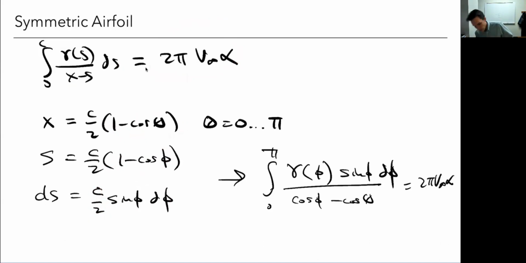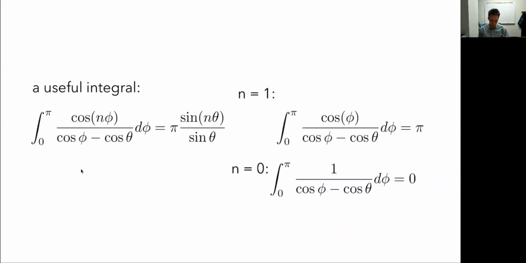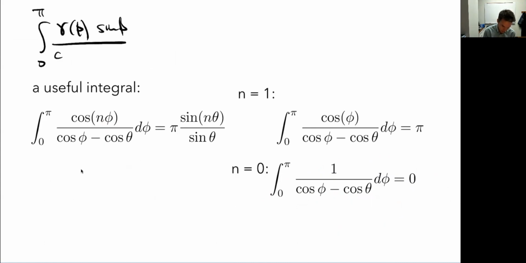Okay, so again, the only reason I did this is to make it a form that there's a known integral for. If that was too many steps at once, just make those substitutions and you'll see it simplifies to this. So let me repeat that. Same thing we just got: the integral of gamma of phi sine phi over cos phi minus cos theta d phi equals 2 pi v infinity alpha.